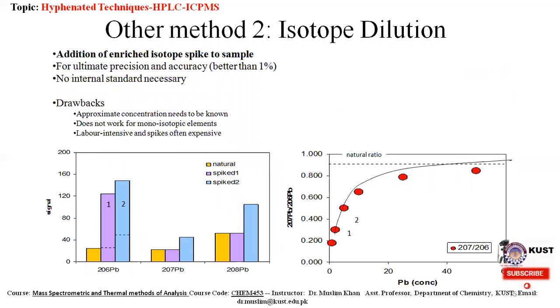Also the isotopic dilution method, addition of enriched isotope spike to the sample. This yellow is natural, and this one is spike 1 and spike 2. For ultimate precision and accuracy, better than 1%, no internal standard necessary. The drawback is that approximate concentration needs to be known. Does not work for monoisotopic elements, labor intensive, and spike often expensive. Like this is 206 Pb, 207 Pb, and 208 Pb. So this is isotopic dilution, and we have also discussed this one. So I don't want to go into detail on this isotopic dilution method.